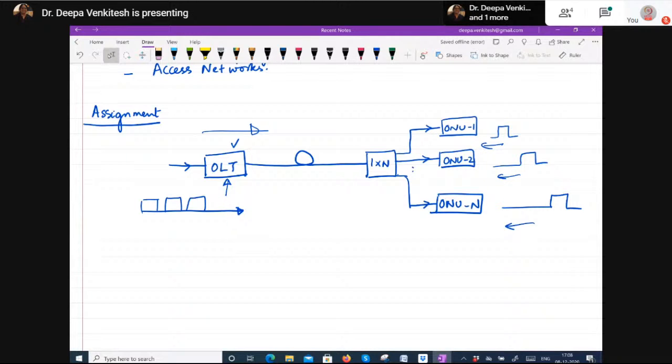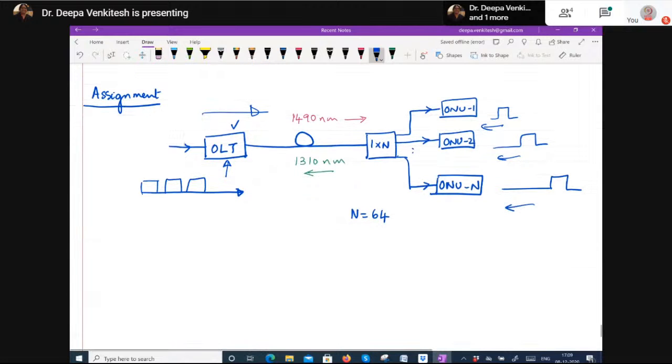first question is, what is the maximum optical loss for n equal to 64? Now, n equal to 64 is really a large split ratio at the two wavelengths. So what is the information given? There are two possible wavelengths. 1490 is for downstream. So for downstream transmission, we are using 1490 nanometer. And for the upstream traffic, we are using 1310 nanometer. And this is just ease of operation, simply because if you use two different colors, you can filter out the information correspondingly.